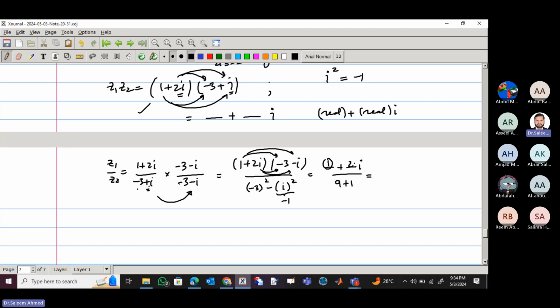Whatever you get here, whatever you get here. So you will divide this first answer by 10 plus second answer by 10 iota. Okay, so for example, let's say if you want to do it, we can multiply, no issues.